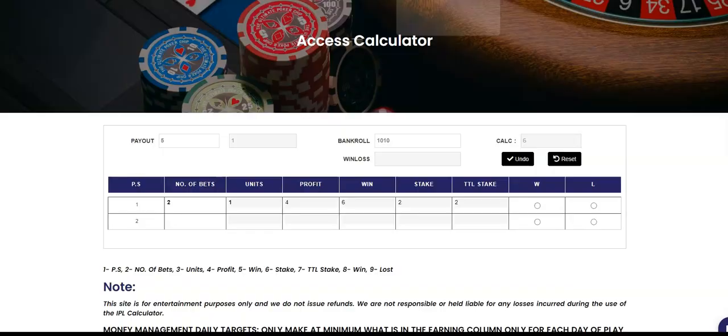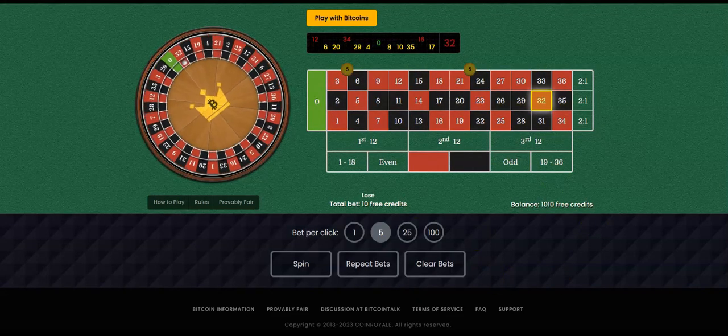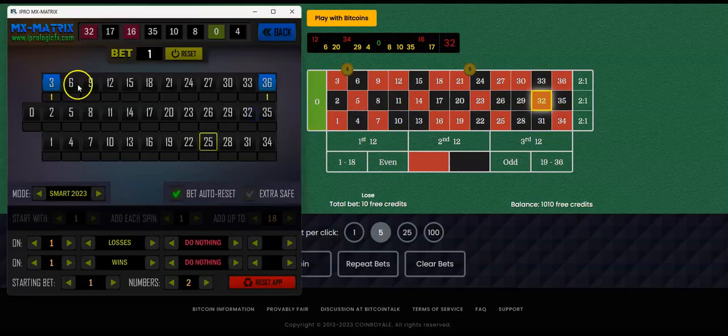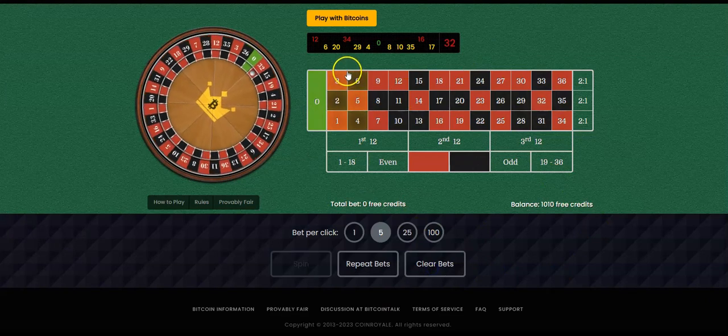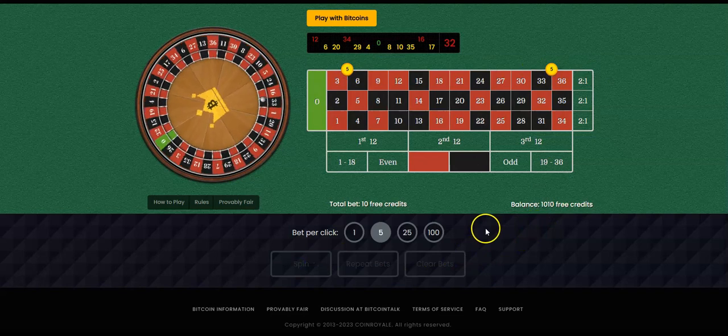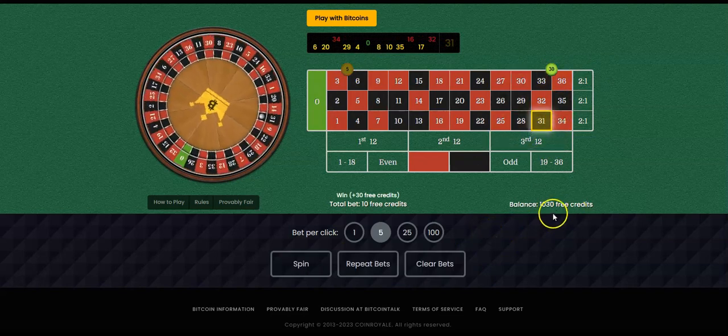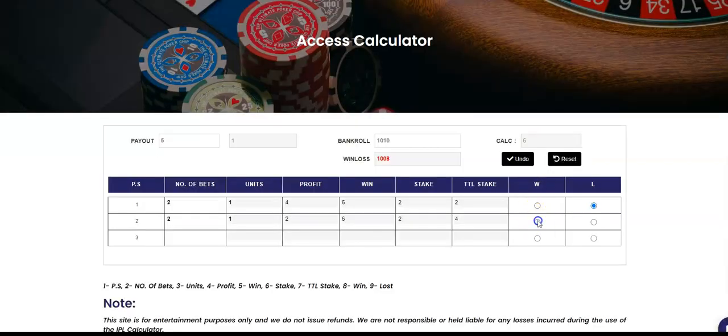Okay, 32. Didn't have it. Put an L, put 2. And, of course, 32 right here. And it says 3 and 36. So I know it's 1 and 1. Okay? I know it's still 1 and 1. Okay, I hit. I'm at 1030. You hit. You're at, guess what? 1012. Okay, so let's look at the timings.